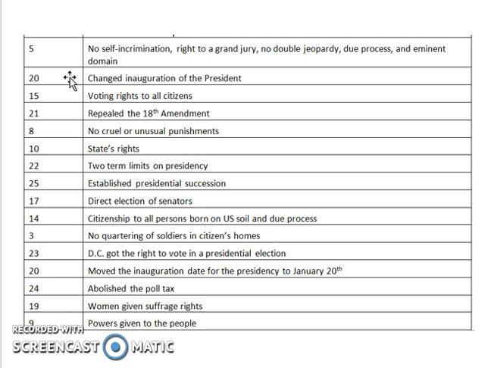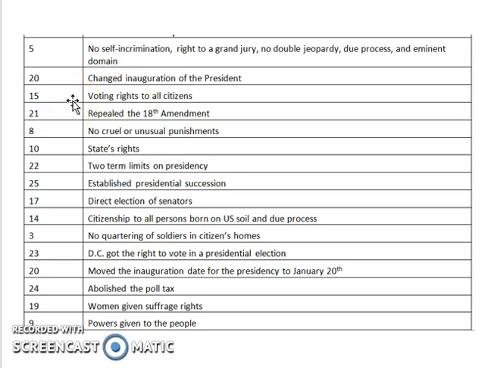Due process is the right to have a trial. If you're charged with a crime, you have the right to have your case heard. And eminent domain is dealing with government taking property. If the government takes your property, they have to give you just compensation. They have to pay you for property. The 20th Amendment changes the inauguration of the president, the swearing in, to January 20th. So every 4 years, January 20th, we will have a presidential swear-in.